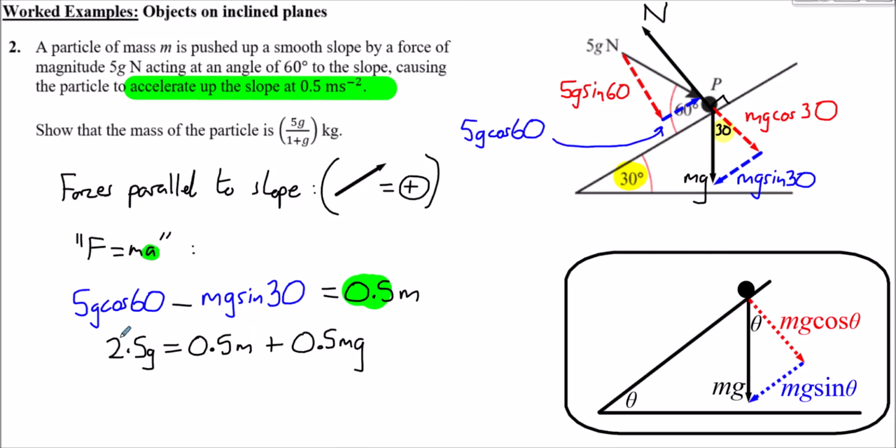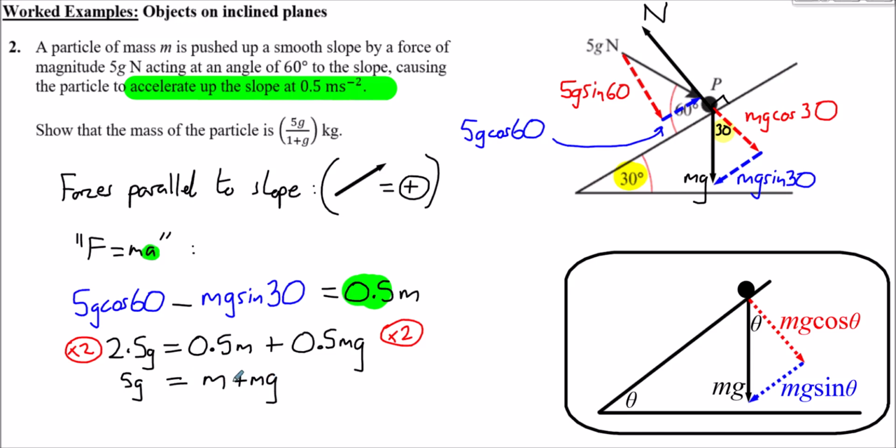You can see here there's fractions or decimals in my case, so if I just get rid of these by multiplying both sides by 2, that might be a nice way of neating it all up. Double 2.5g gives us 5g, double half the mass gives us the mass, and then double this gives us mg.